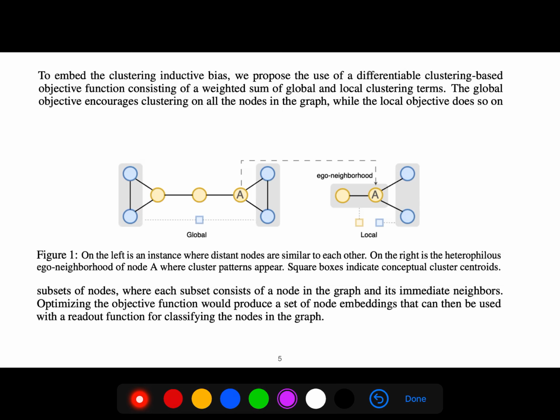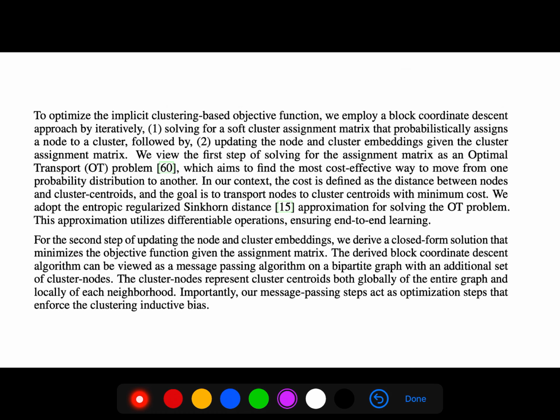So to embed the clustering inductive bias, we propose the use of a differentiable clustering-based objective consisting of a weighted sum of global and local clustering terms. The global objective encourages clustering on all the nodes in the graph, while the local objective does so on subsets of nodes, where each subset consists of a node in the graph and its immediate neighbors. Optimizing the objective function would produce a set of node embeddings that can then be used with a readout function for classifying the nodes of the graph.